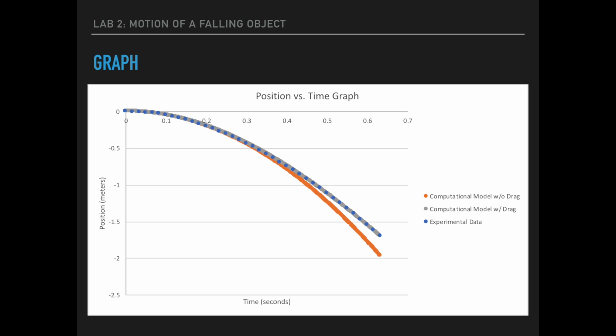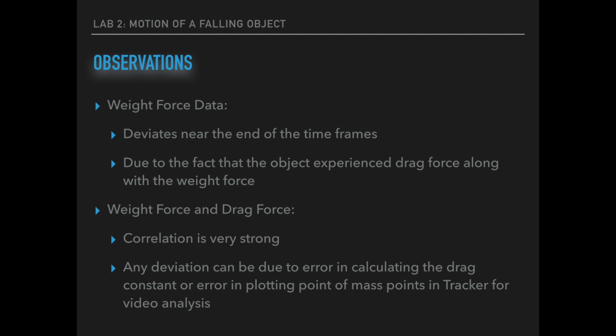model data that both includes the dataset with only weight force and the dataset with both drag force and weight force. The gray line represents a computational model with drag force, and the orange line represents the data without the drag force. The computational model data with only weight force deviates from the experimental data near the end of the time frames. This is due to the fact that our object did not only interact with weight force, but also the drag force. The correlation of the computational model with drag data and our experimental data is very strong, as they line up almost exactly.